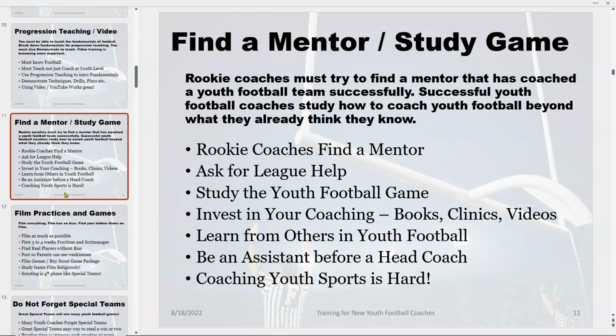If you haven't been a head coach before in football, be an assistant. Like if your son is a couple of years away from tackle football, make sure you're doing flag, but also try to find a tackle coach and see if you can be an assistant on his team so you get an idea how it works, or even just come to some practices, because coaching youth sports and youth football is hard. Everybody thinks it's going to be kind of easy. It's not that easy.